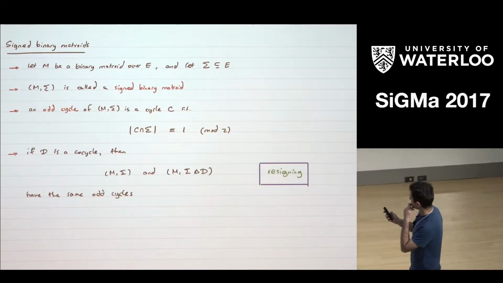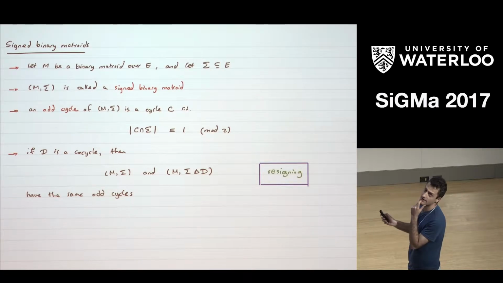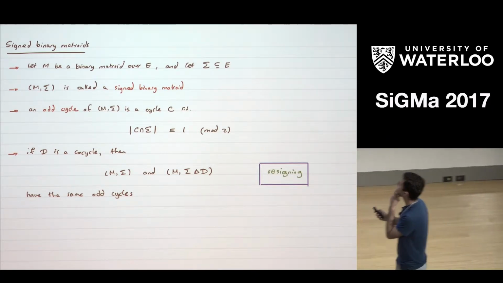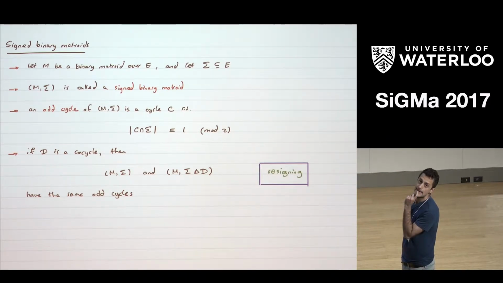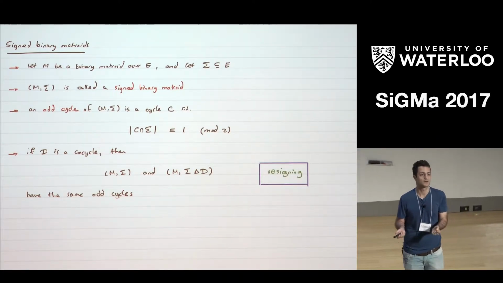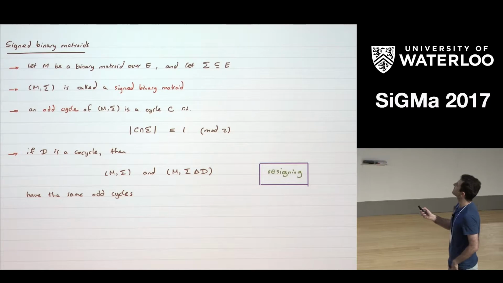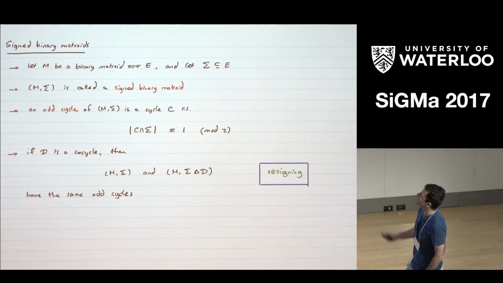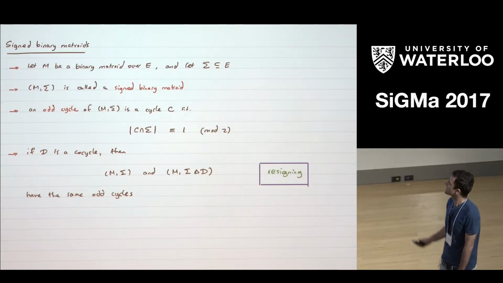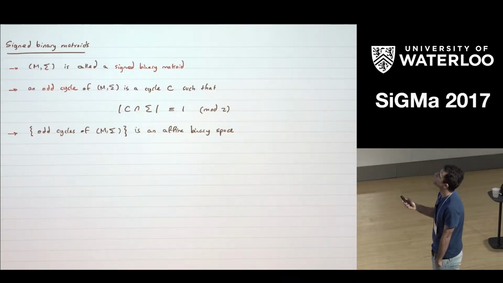Now, there's this operation that preserves the parity of cycles, and it's called resigning. Whenever you give me a cocycle D, what you can do is replace sigma by sigma symmetric difference D. And that will preserve the parity of every cycle, essentially because cycles and cocycles have an even number of elements in common. So the odd cycles in (M, sigma) are the same as the odd cycles in (M, sigma symmetric difference D). So this is also going to be crucial for us.